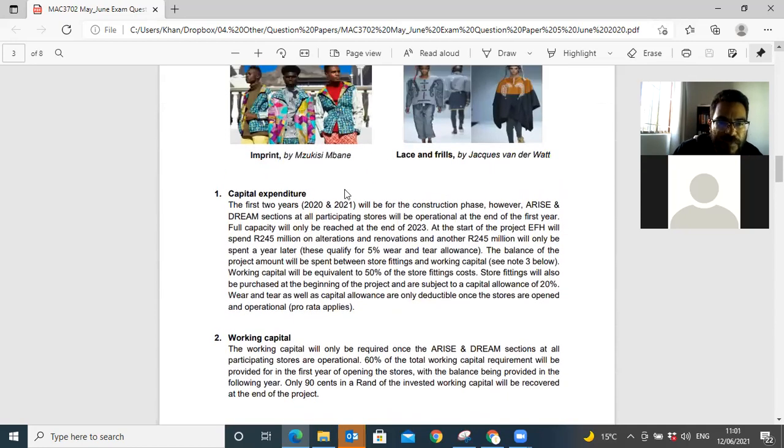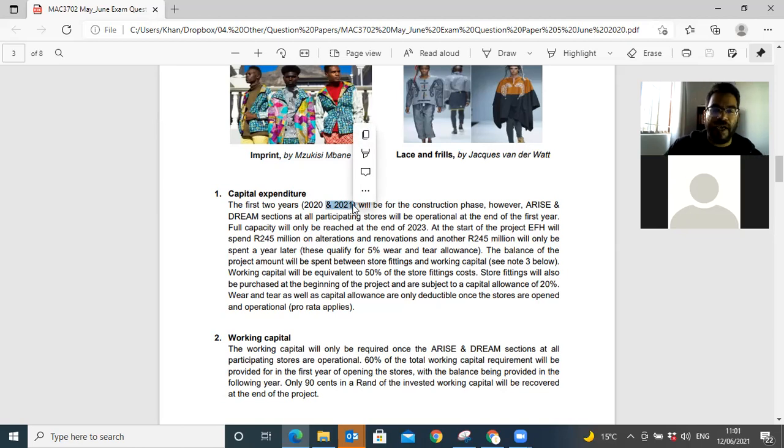So here they say the first 2 years will be 2020 and 2021. So year 1 is 2020 and year 2 is 2021. So they're kind of telling us when year 1 is. That means if year 1 is 2020 and year 2 is 2021, that will indicate to us what year 0 is. So year 0 has to be 30th September 2019.